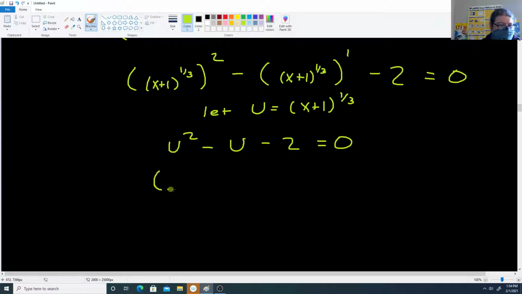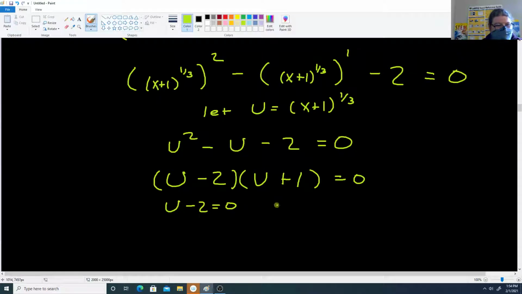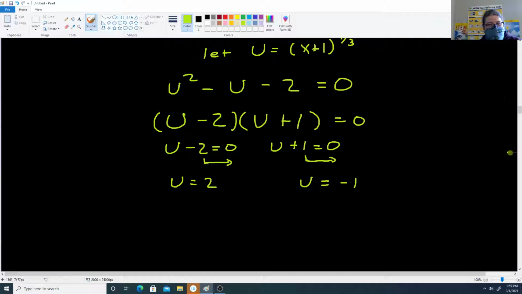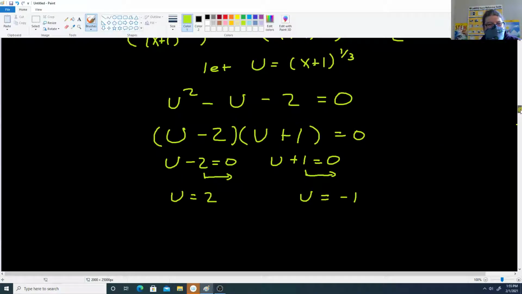This we can factor in terms of u. So the factoring is u minus 2 times u plus 1. This will say u minus 2 is 0, or u plus 1 is 0. We'll let the 2 slide over, we'll let the 1 slide over. So u is 2, or u is negative 1. Well, the original problem asked me to solve in terms of x. I currently have stuff in terms of u, so I need to take what u is actually equal to and substitute that back in.